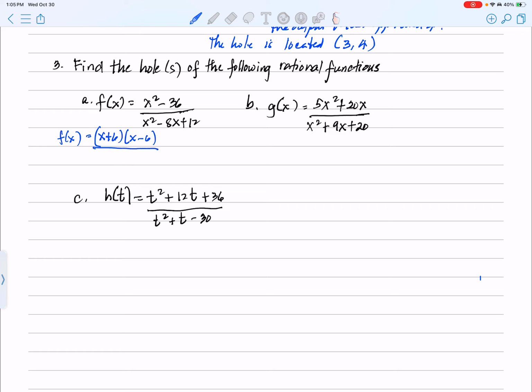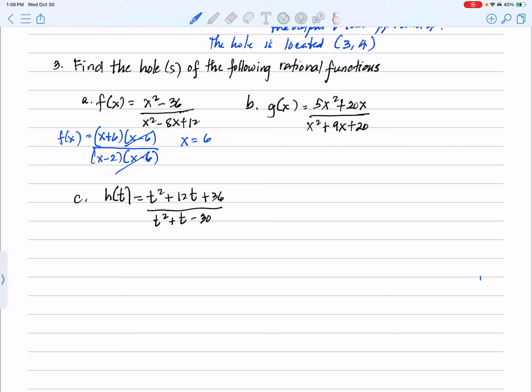And as well, in our denominator, you have x squared minus 8x plus 12. So the factors of 12 are 2 and 6, and our middle term has a negative. That means it will be x minus 2 and x minus 6, right? You have two negatives there because your middle term is negative. Negative 2x and negative 6x is negative 8x. So we can see that there is a hole at x equals 6.